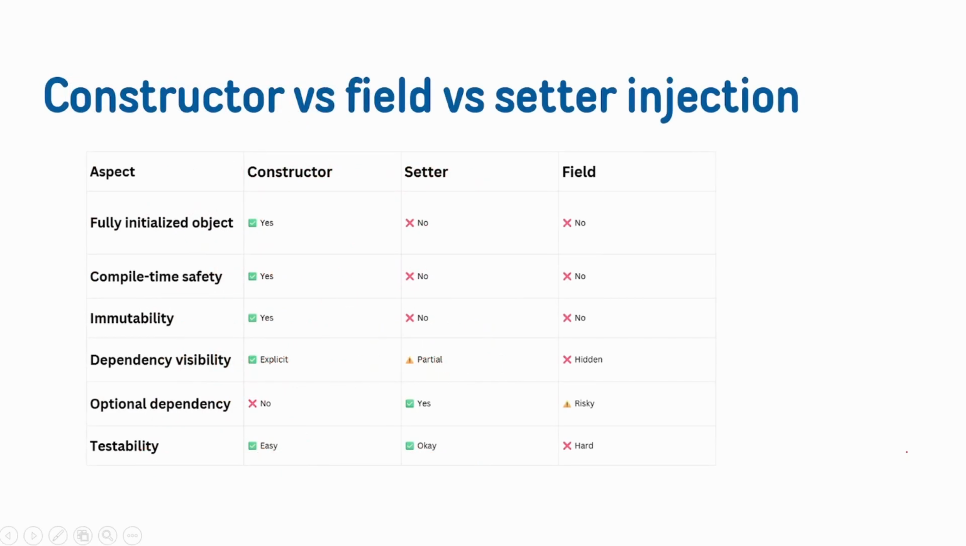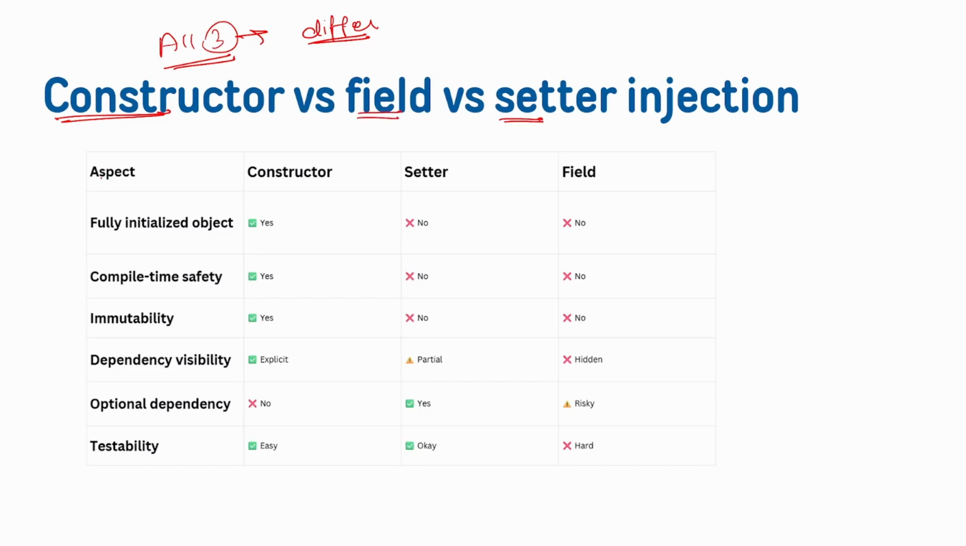So now we have learned all the three methods of dependency injection in Spring. Now let's see what are the differences between all of these. So let's see: constructor versus field versus setter injection.